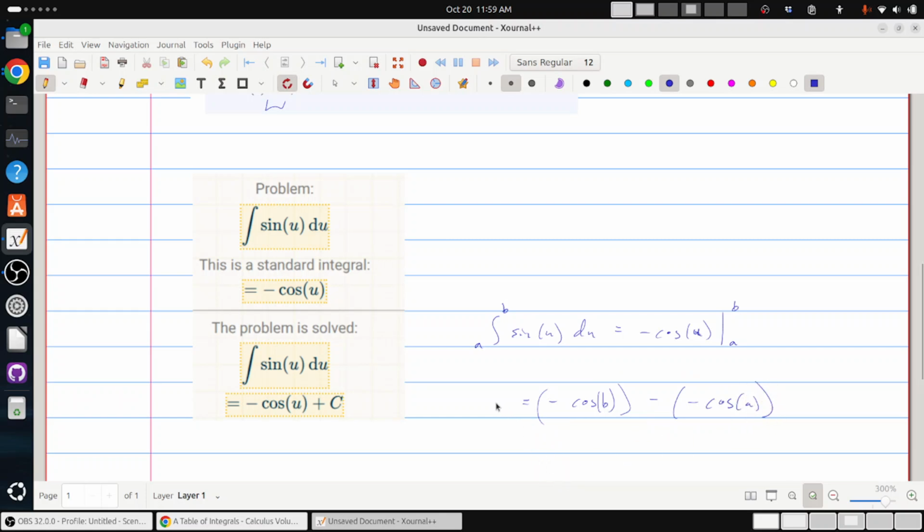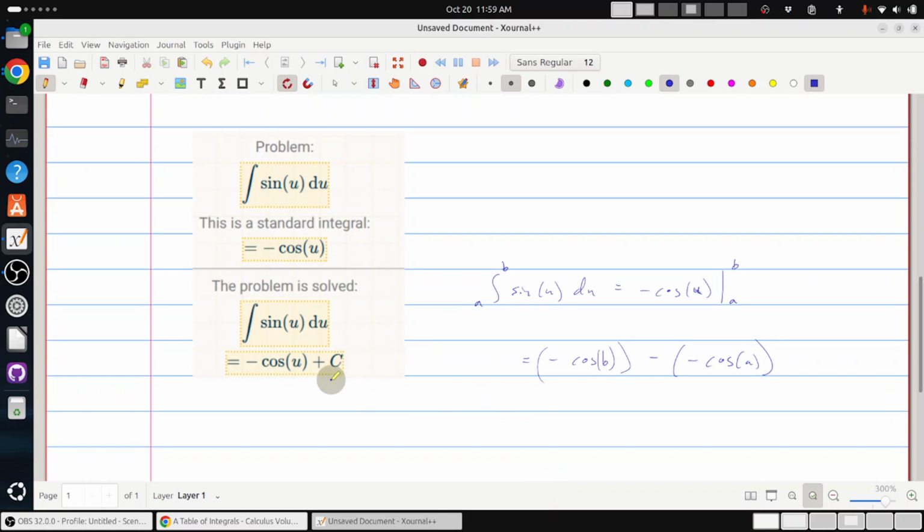So that constant of integration is if I don't have specific boundaries, but if I do have specific boundaries, I actually have to evaluate it at those boundaries. Now, you could go through and simplify this a little bit because you've got a negative and negative, so it's the value of cosine at a minus the value of cosine at point b.